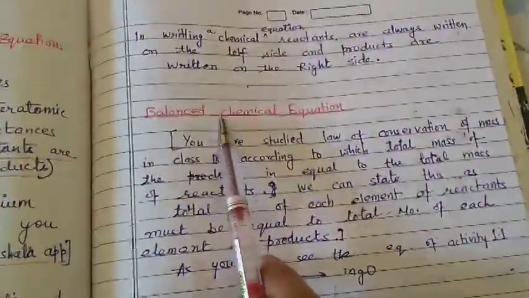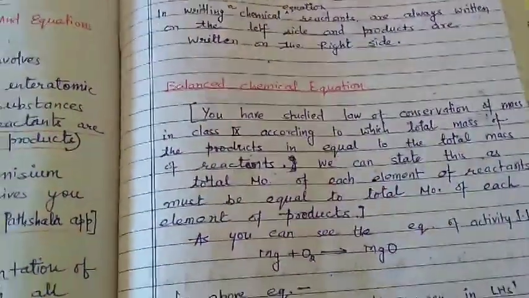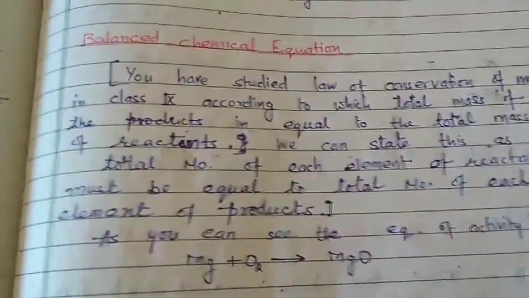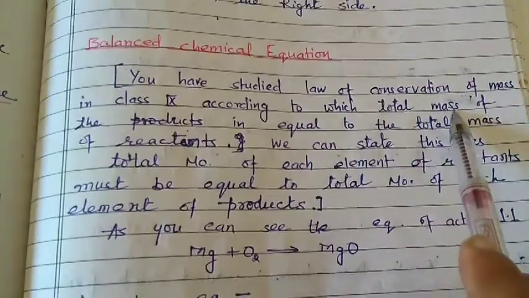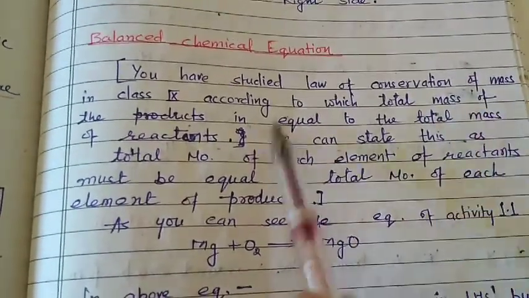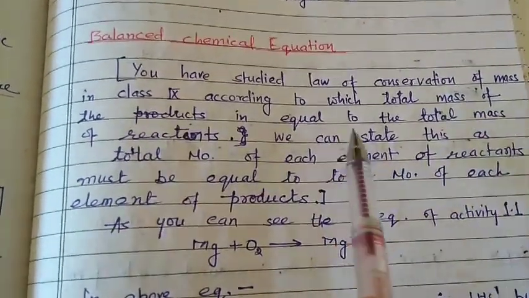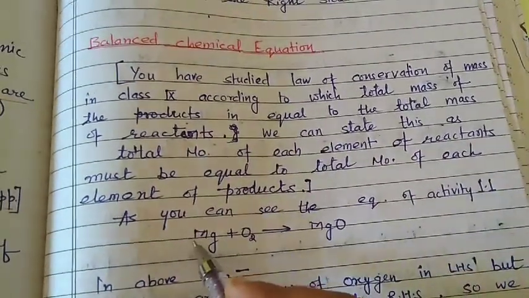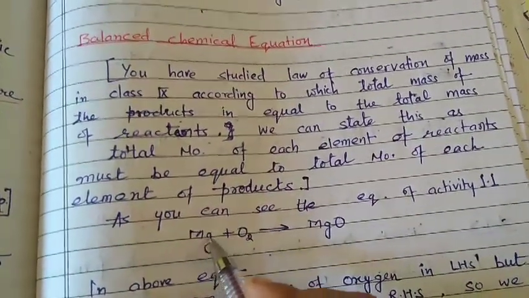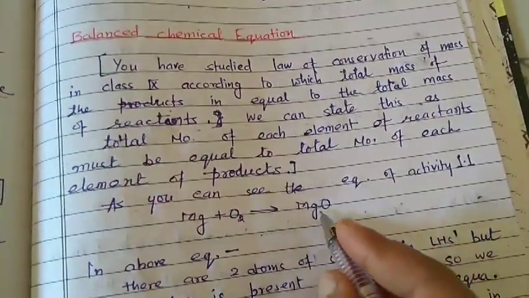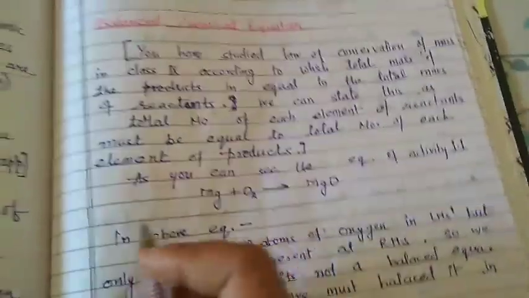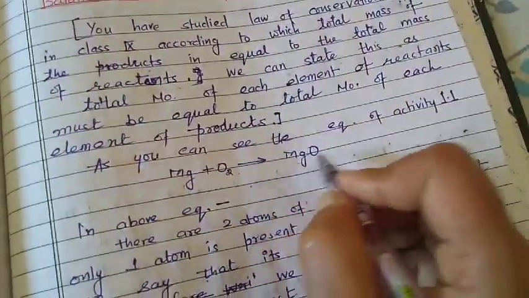Next, what is a balanced chemical equation? As you have studied in class 9, there is the law of conservation of mass, according to which the total mass of the reactants is equal to the total mass of the products. So we can say that the total number of atoms of each reactant must be equal to the total number of atoms of each product. For example, you have taken Mg plus O2 gives you MgO.